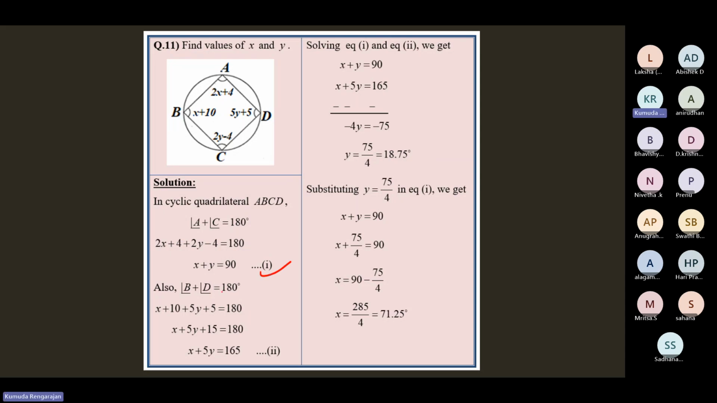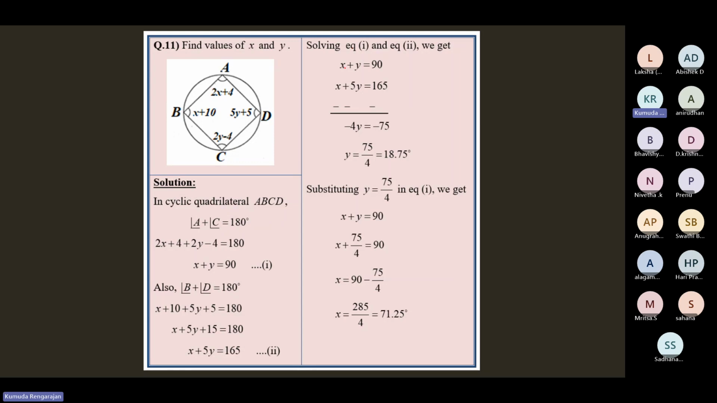Then angle B plus angle D is equal to 180. So this gives you the equation x plus 5y is equal to 165. So to solve the two equations, write them one below the other.